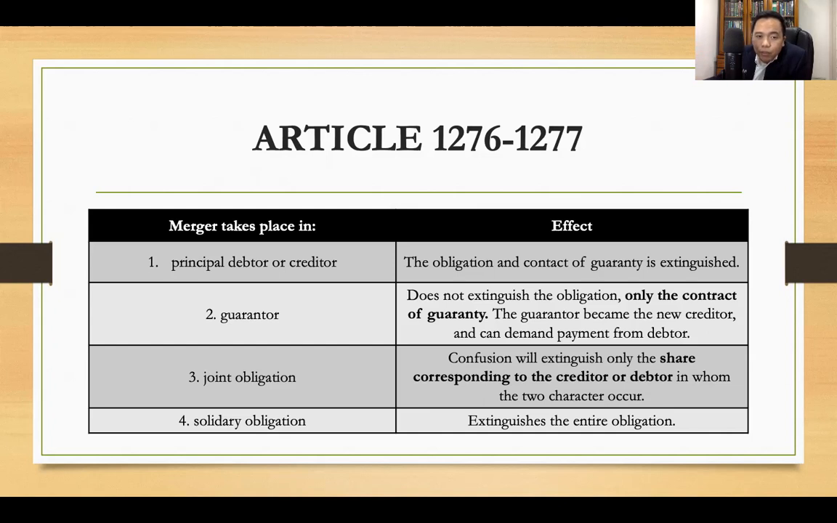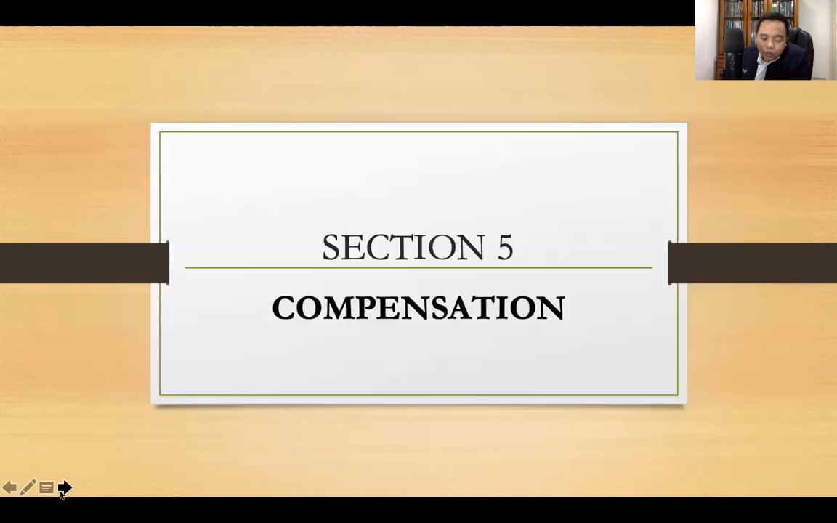What about if the merger takes place in a joint obligation? Merger will extinguish only the share corresponding to the creditor or debtor in whom the two characters occur. In a solidary obligation, it will extinguish the entire obligation. Okay.